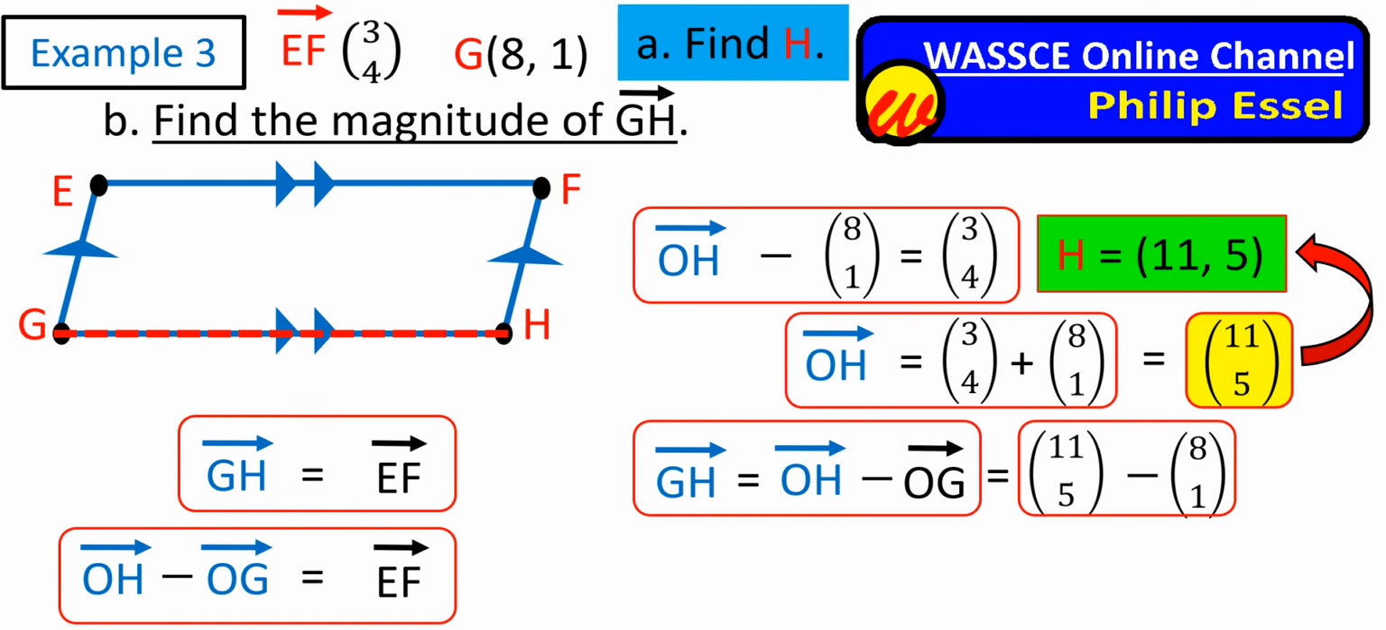This will be equal to the vector (11, 5). Remember, (11, 5) is the vector H or OH, minus the vector (8, 1). The vector (8, 1) is the vector OG. When you subtract the vector (8, 1) from the vector (11, 5), you would get the vector (3, 4). So our vector GH is equal to (3, 4).